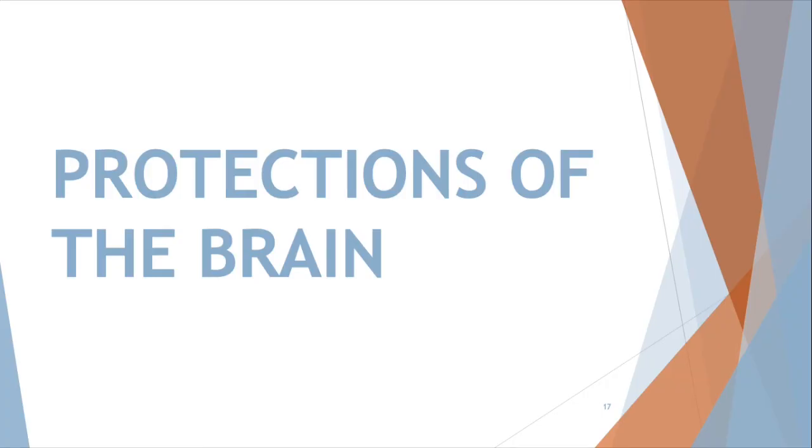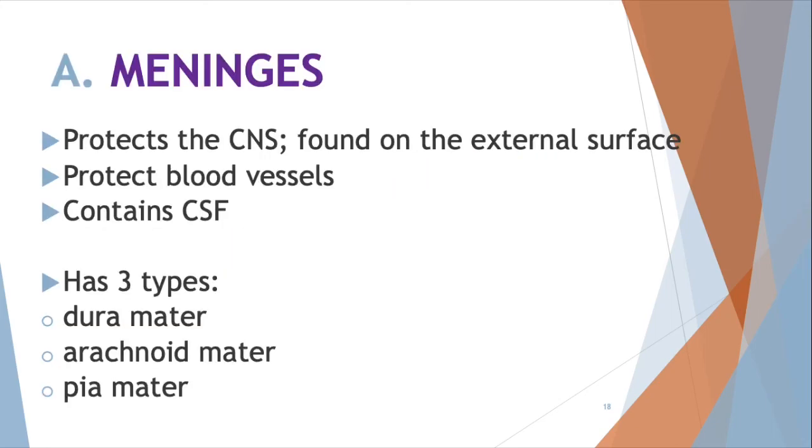Next, let's proceed with the protections of the brain. Syempre, hindi natin pwede na brain and then ang covering na nun is the skull. Syempre, meron pa yan siya mga soft tissue structure to fully protect the brain. Okay. So, the first protection is we have the meninges.